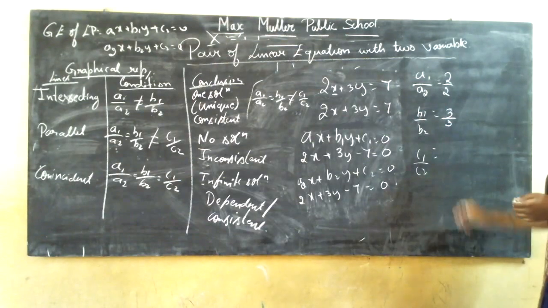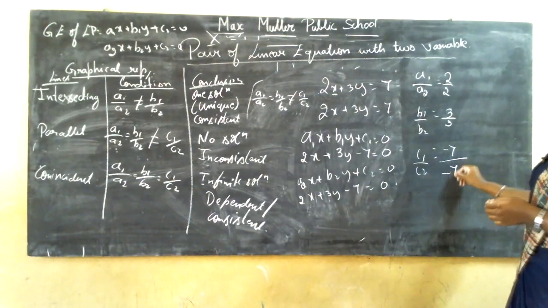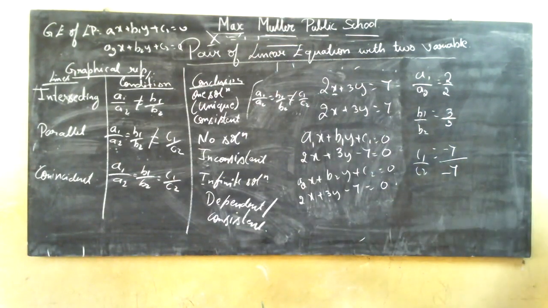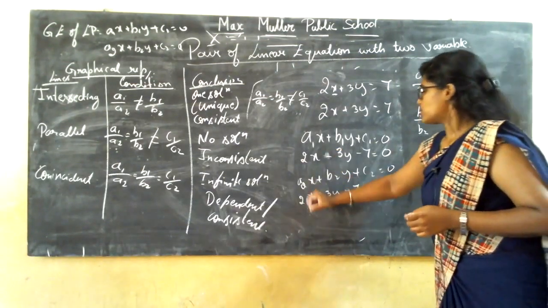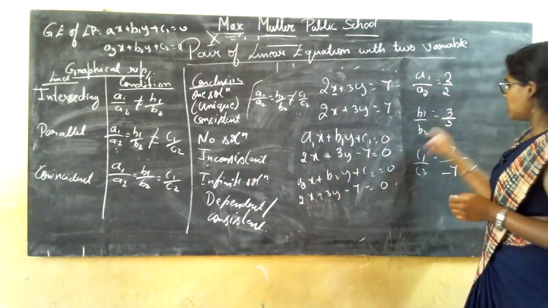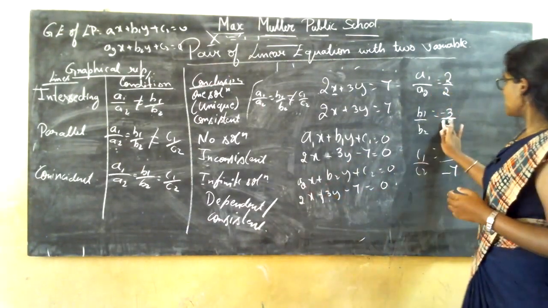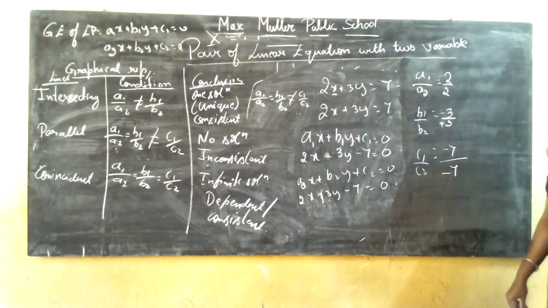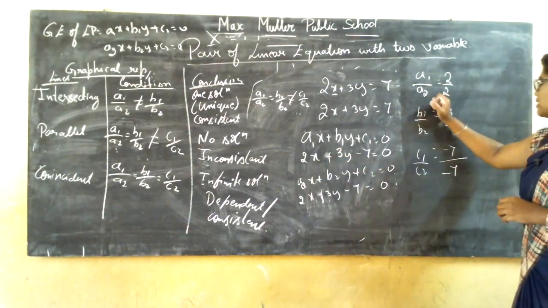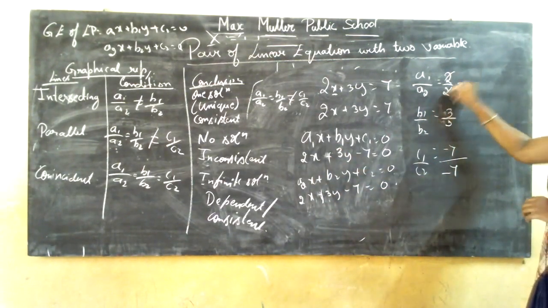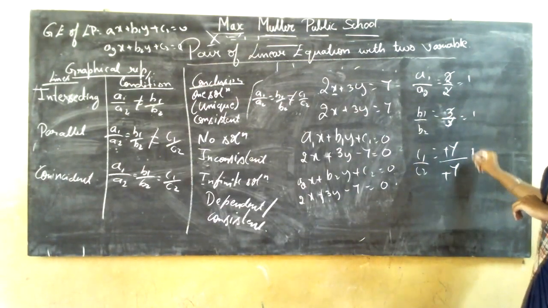b2 is also 3. c1 is minus 7, and c2 is minus 7. You should write the numbers with the sign itself. It might be that here it is minus 3, and here also it is minus 3. If it is minus 3 and minus 3, here also you should write minus 3 and minus 3. If it is minus 3 and plus 3, here you should write minus 3 and plus 3. Clear? Now both are plus. Let me write it in the plus signs itself. Now if I simplify it, it is 1, here also it is 1, the minus sign gets cancelled, 7 ones are 7, so it is 1.